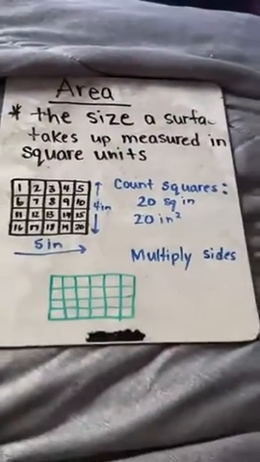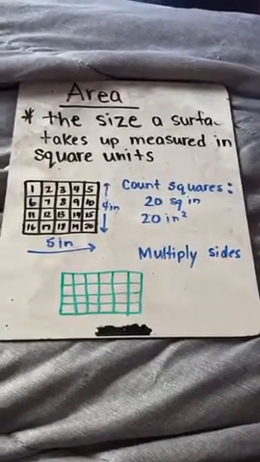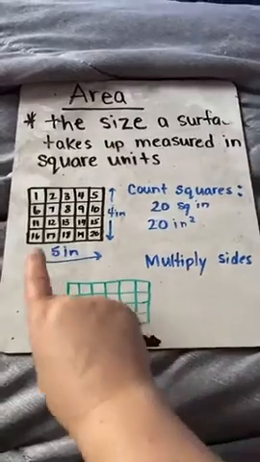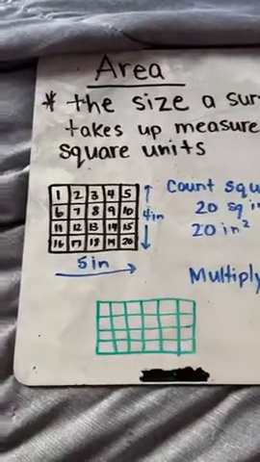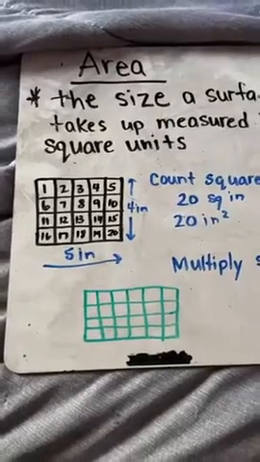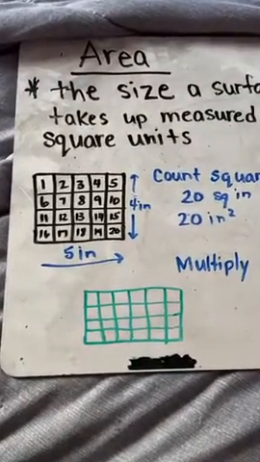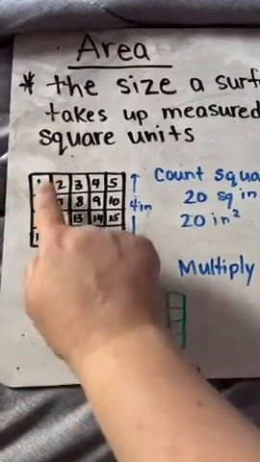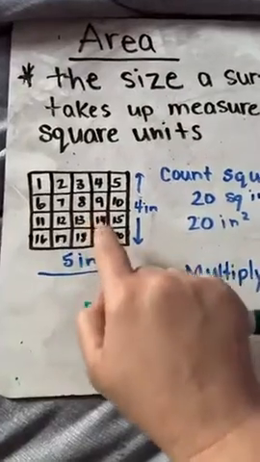So area is the size of the surface that it takes up. It's measured in square units. So you can see right here, I have my square, and in my box I have lots of different squares. So to find the area of my square, I can count them. I've already labeled my squares, so I can count them. Let's just check to make sure that I'm right.